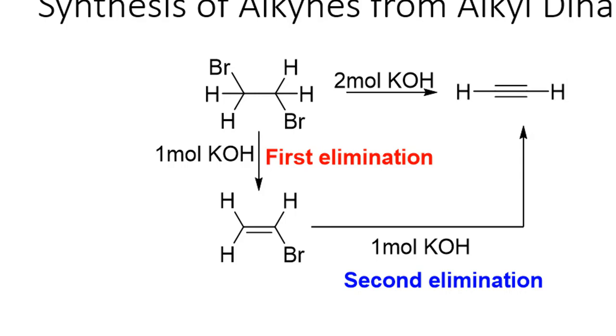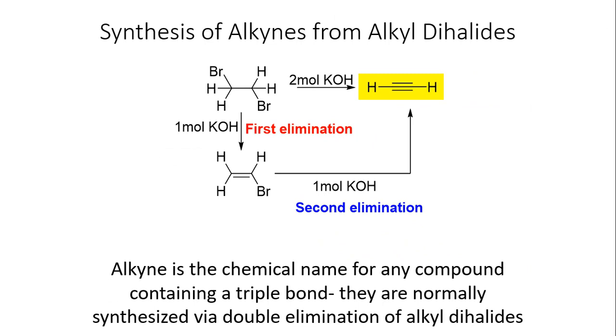So what I have shown here is 1 mole of KOH, and this is the first elimination to give you the alkene, the vinyl bromide that you see here, and then that can undergo a second elimination using another mole of potassium hydroxide to give you the alkyne that you see here. So an alkyne is simply any compound that contains a triple bond. And so let's keep going.